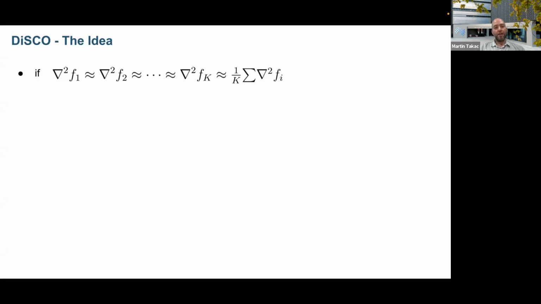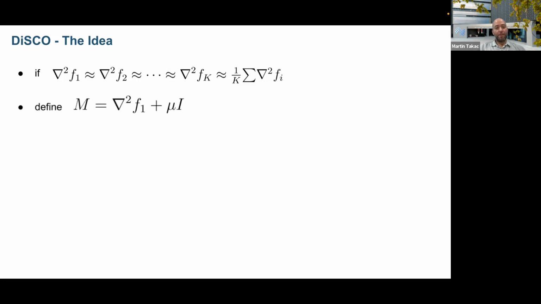So what was the idea in the DISCO paper? They assumed that I have some kind of homogeneous data. So every Hessian on every single worker was somehow comparable to each other. And therefore, also my Hessian locally on the first machine was the same as the average of the Hessians, right?